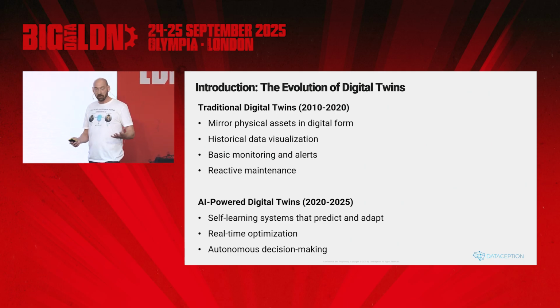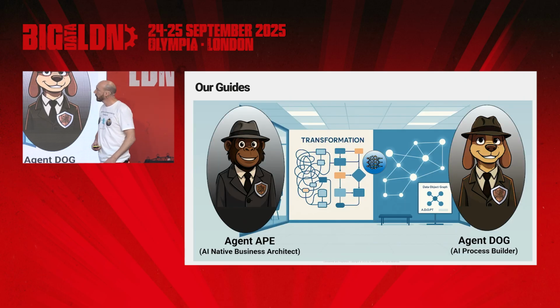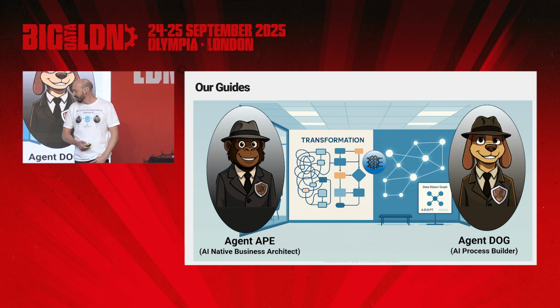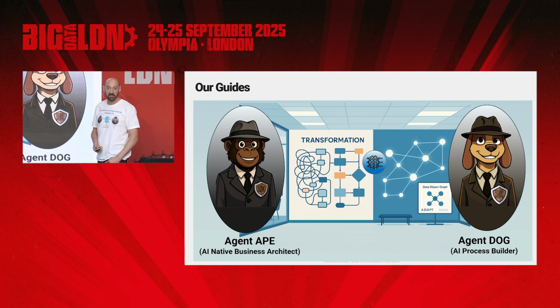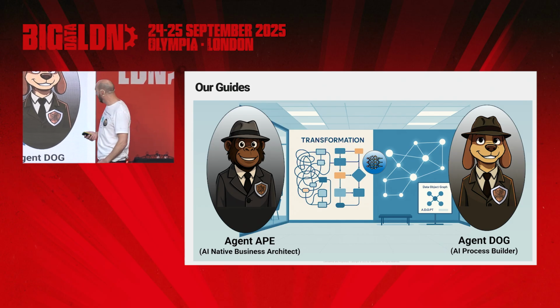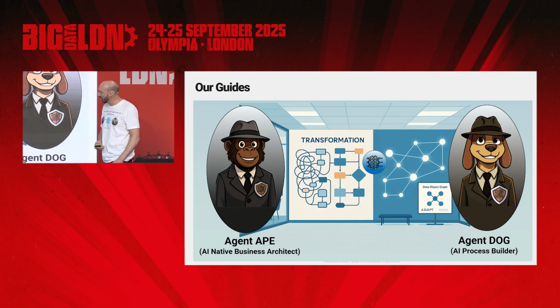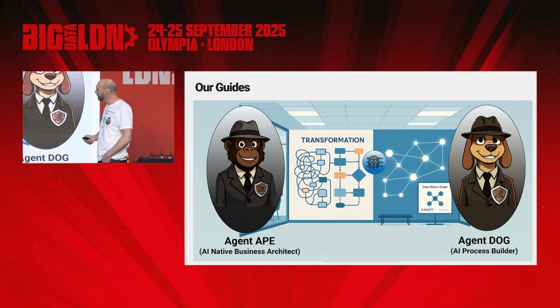I've taken that and turned it into a more general business process using an AI paradigm. What we're going to talk about is how we do a self-learning business process that does real-time optimization and autonomous decision-making, using AI as native components. Our guides today are going to be Agent Ape, AI native business architect, where Ape stands for AI process engineering, and Agent Dog, which is all about data object graphs, which we're going to talk about. I've had lots of questions about what a data object graph is, but I shall talk a little bit about those. And these guys are going to guide us through the whole process.